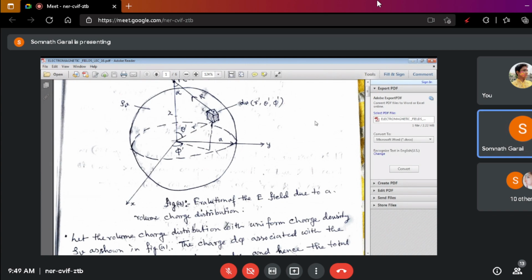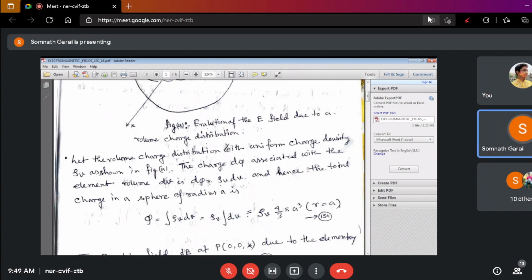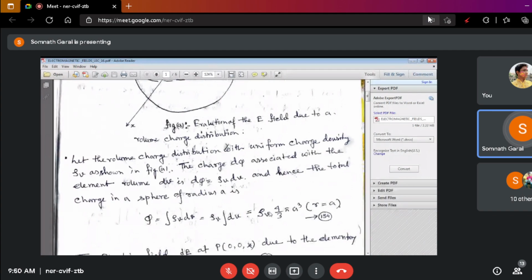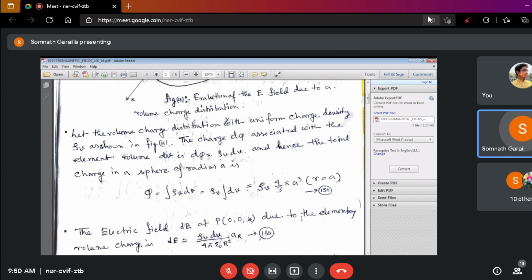So, anyone can tell me what is the equation of the volume of a sphere? 4 by 3 pi r cube. Exactly, 4 by 3 pi r cube. So that will be 4 by 3 pi a cube, because the radius is a. So that is the first equation: Q is equal to rho v into 4 by 3 pi a cube, right? That is equation number 134.